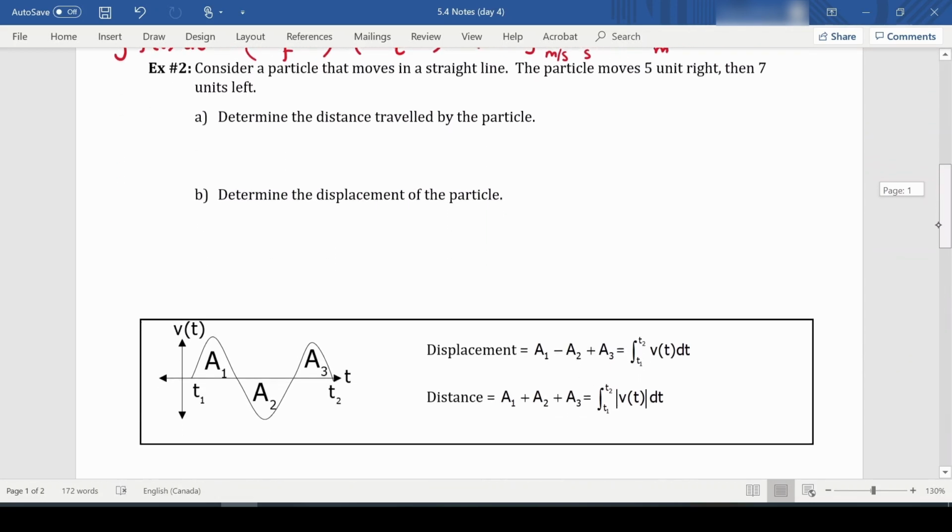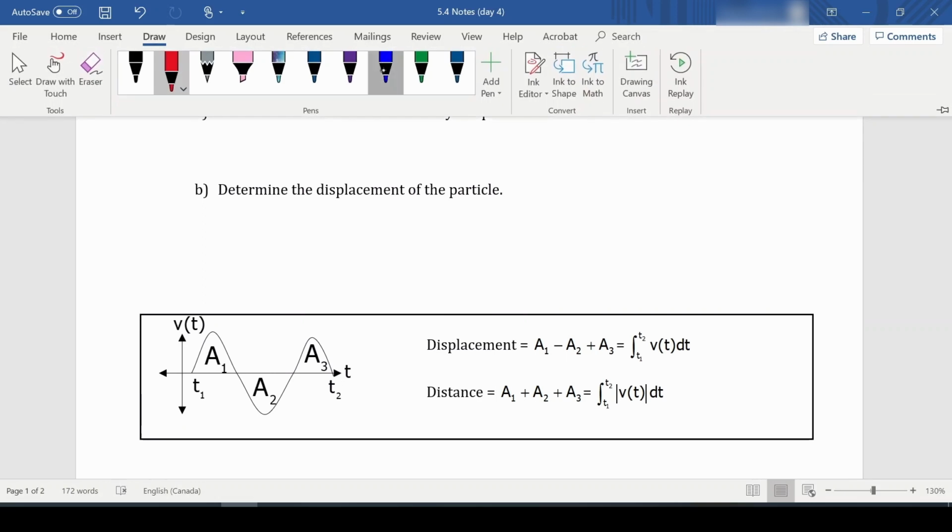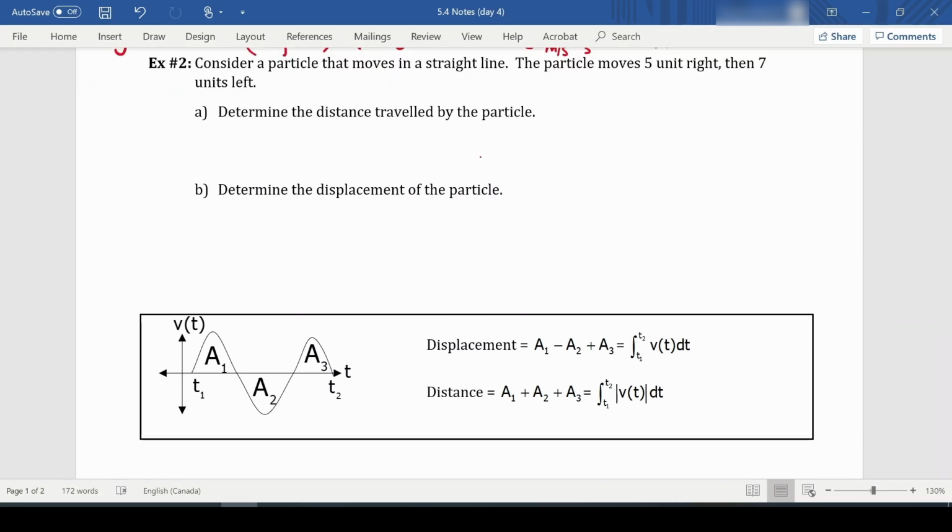So let's try a question. Consider a particle is moving in a straight line. The particle moves 5 units to the right and then 7 units to the left. Determine the distance traveled by the particle. Well, if I move 5 units to the right and then 7 units to the left, the total distance traveled would be 12 units. We get that by doing 5 plus 7.